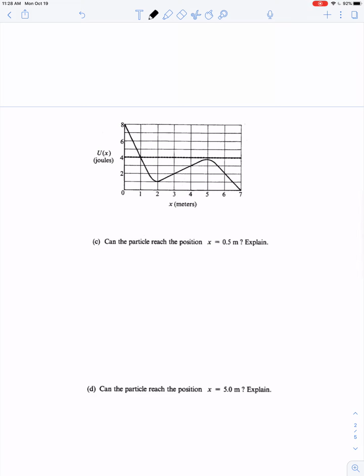Can the particle reach the position x equals half meter? Well, let's see. There's x equals half meter. And according to our graph, if it were at the position x equals half a meter, then the potential energy would be 6 joules, but that exceeds the total energy of the system. Or in other words, at that point, the kinetic energy would have to be equal to 4 joules minus 6 joules, which would give negative 2 joules, but kinetic energy can never be negative. So the answer is no, and our explanation hopefully is clear.